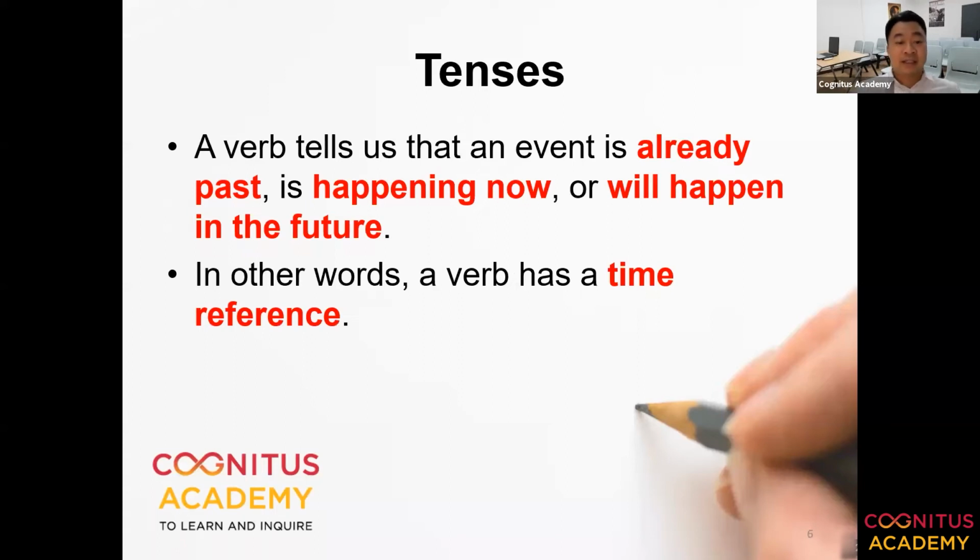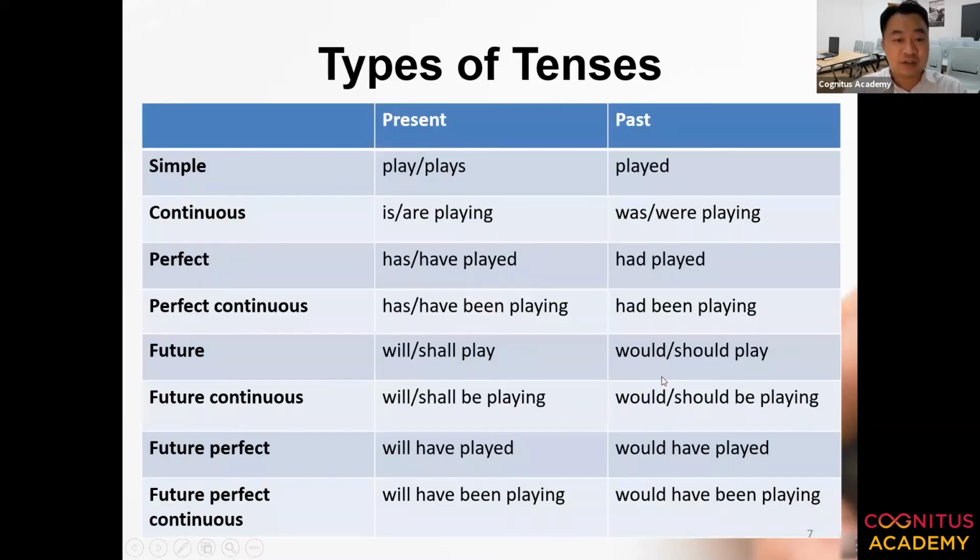All right, tenses. The verb in the sentence tells us when something happens or happened. So it tells us an event is already past, if you're using past tense, is happening now, or will happen in the future. So in other words, a verb has a time reference for us in the use of the English sentence.